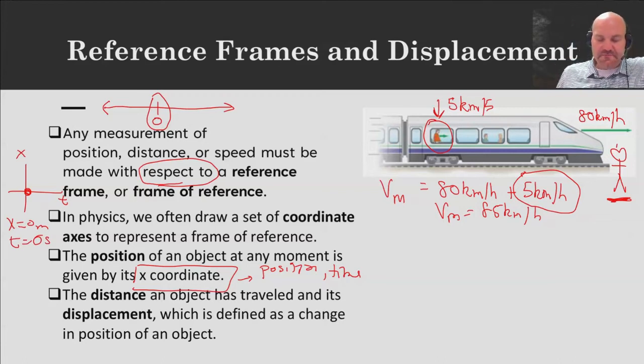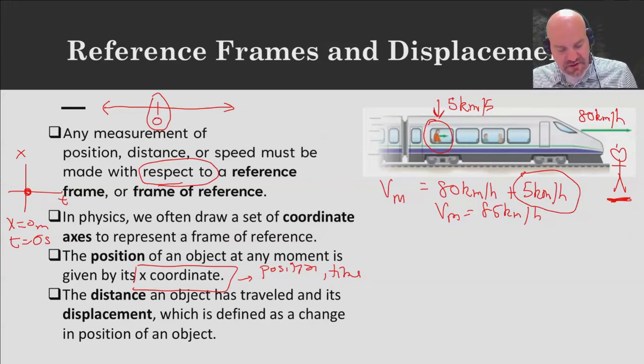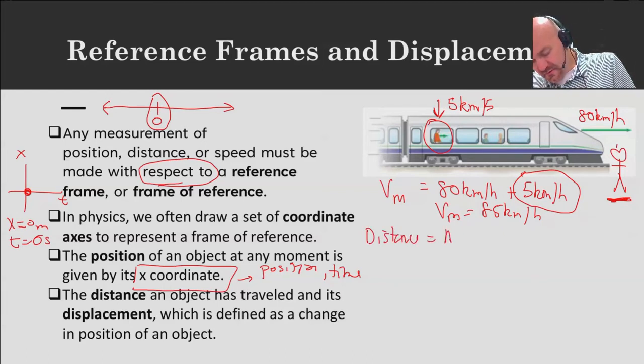Then there's distance. The first question we want to ask is how far does something travel? So there's the distance an object has traveled, and its displacement, which is defined as change in position. Those are the two things. To find distance, add up all legs. Think about Google Maps.